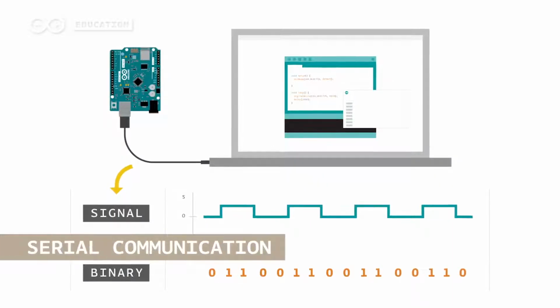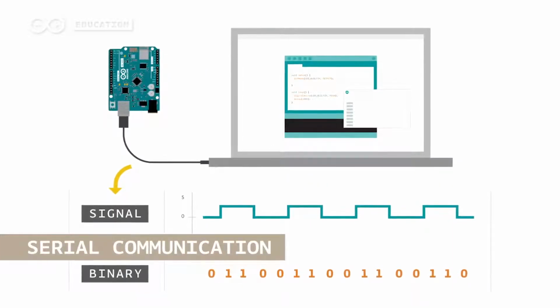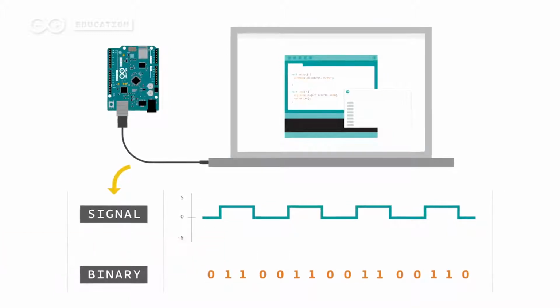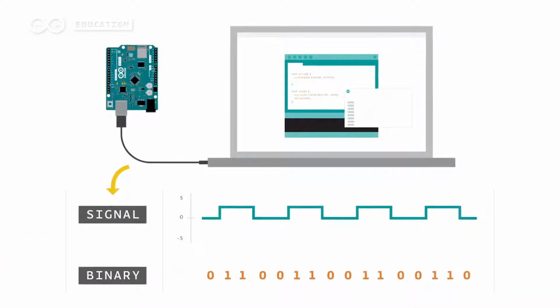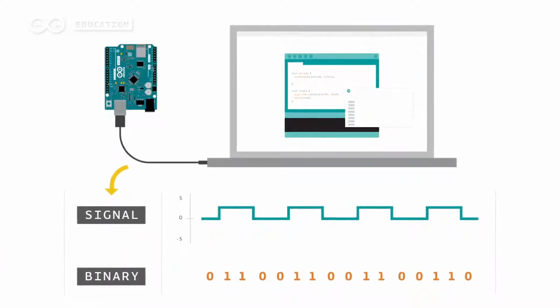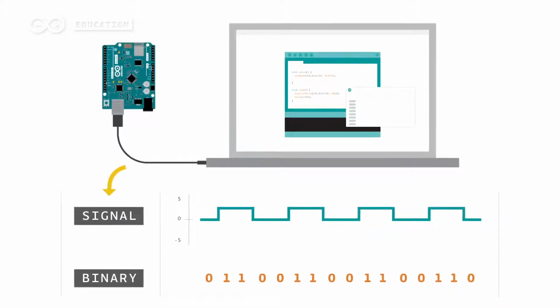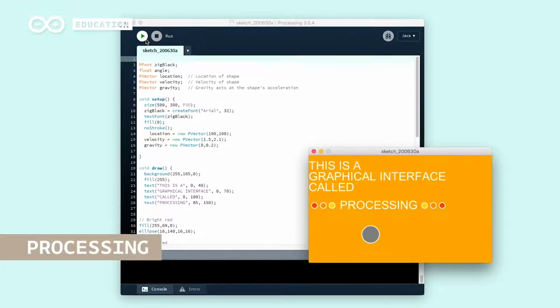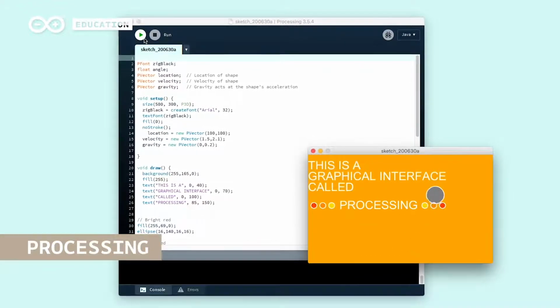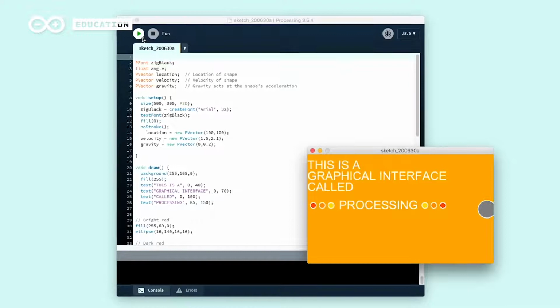The information the microcontrollers work with is data in binary code. This code is built only with 0 and 1. When the board sends or receives data to the computer, the data is in binary format. In this project, we're going to control a Processing sketch with the Arduino via serial communication.